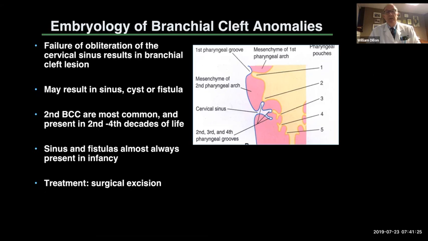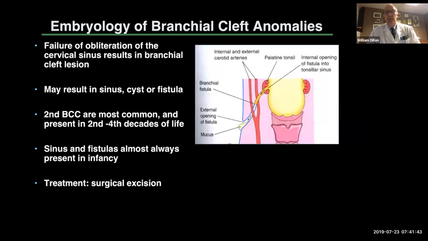These are most commonly seen in the second to fourth decades of life, whereas sinus and fistulas almost always present in infancy. And of course, we like to take these out because they can lead to infection, and that can lead to a catastrophe for the patient. So here's a little cartoon showing you how the tonsil, which is shown here, the palatine tonsil, is the source of the upper part of the branchial cleft anomaly.